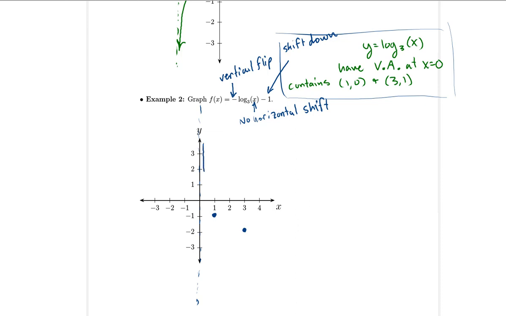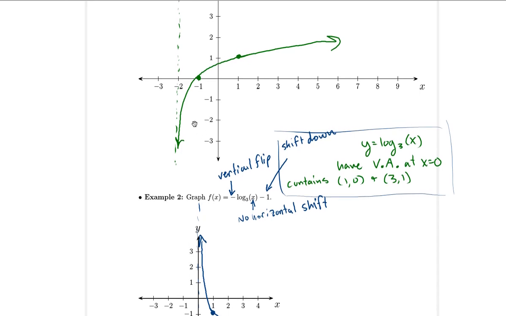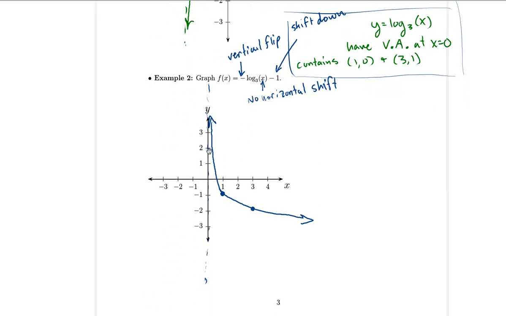And with this, I can confidently sketch what's happening here. Right, I know it's got to have that kind of general shape to it. And if you think of it this way, when you flip something that's supposed to look like this, then flipping everything would make it look just like our blue graph here.